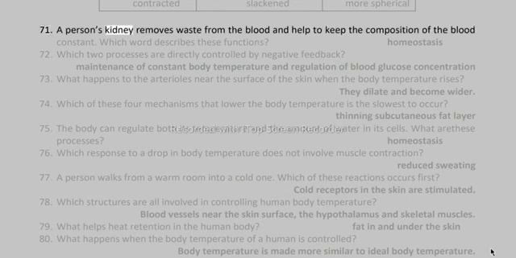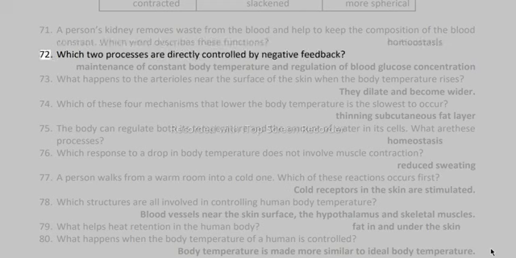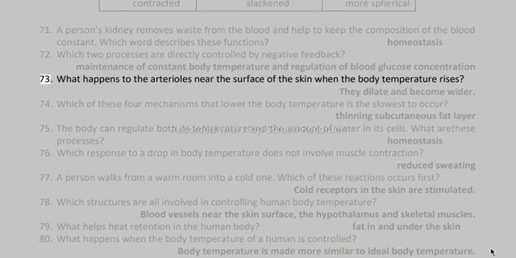71. A person's kidney removes waste from the blood and helps to keep the composition of the blood constant. Which word describes these functions? Homeostasis. 72. Which 2 processes are directly controlled by negative feedback? Maintenance of constant body temperature and regulation of blood glucose concentration.